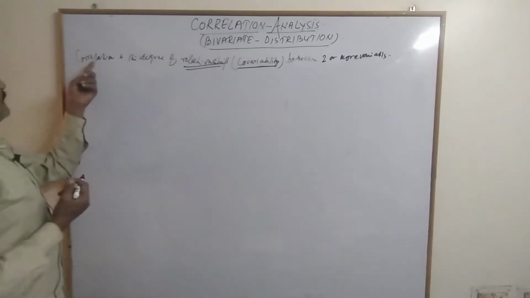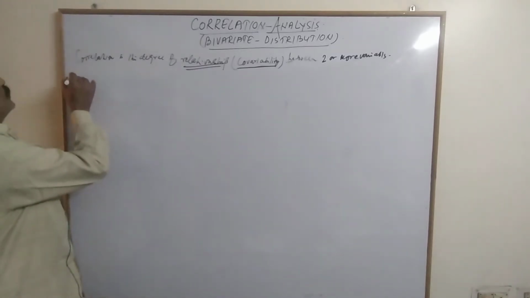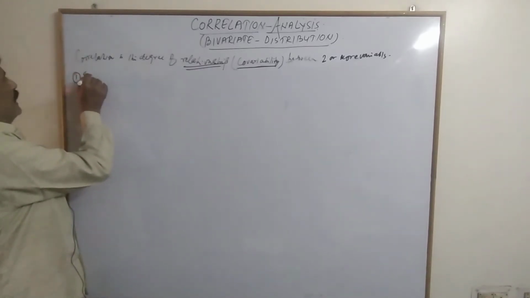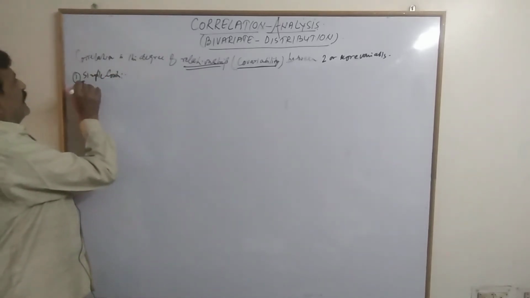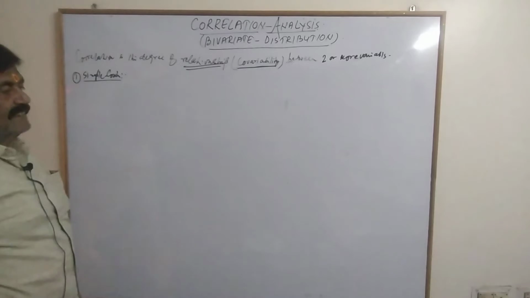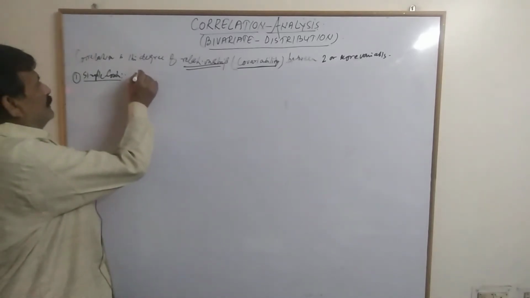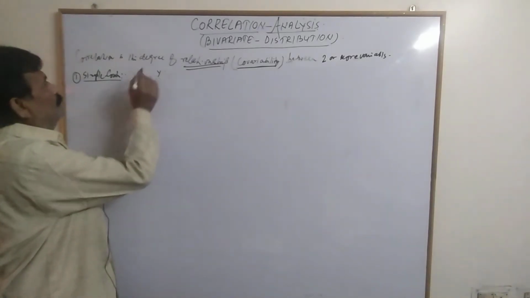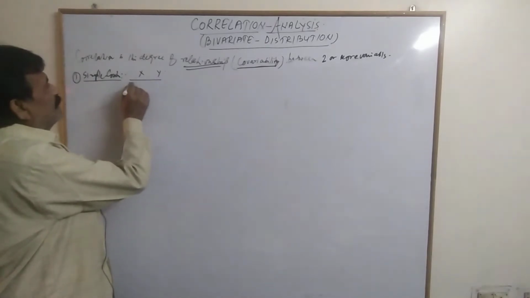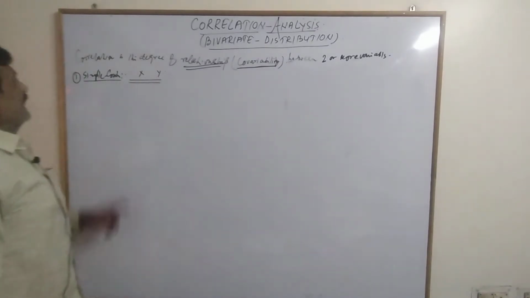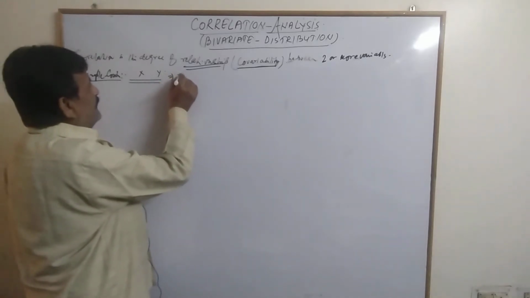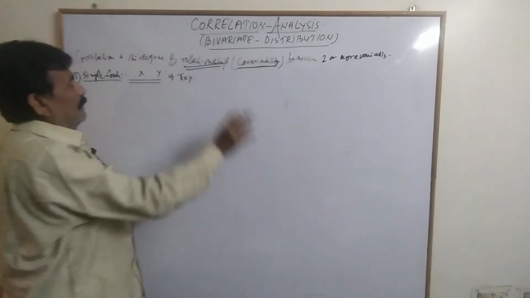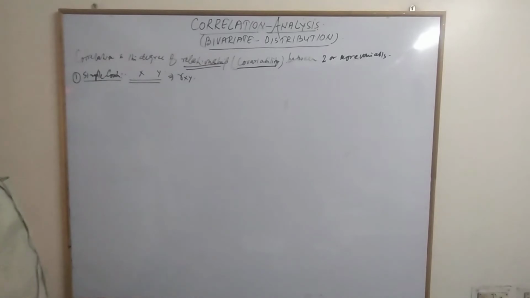Now, this correlation happens to be of three types. Simple correlation. Absolutely simple correlation is defined when the number of variables happens to be only two. So if two variables are correlated among each other, then this is called simple correlation, and it is expressed as Rxy. This is the simple correlation.